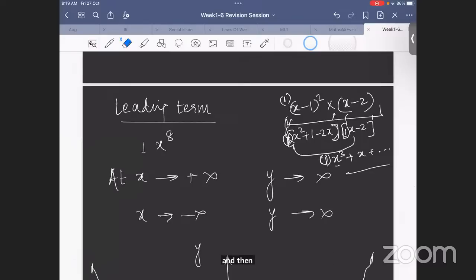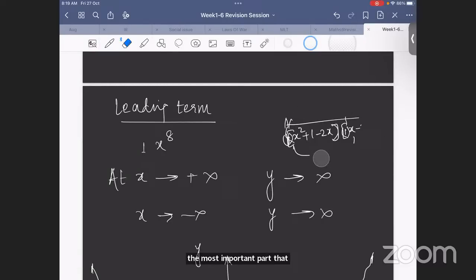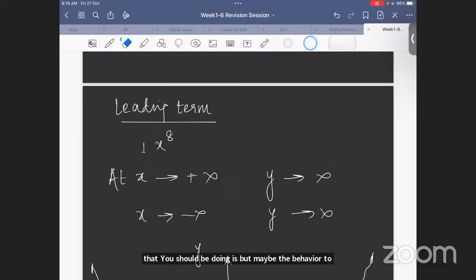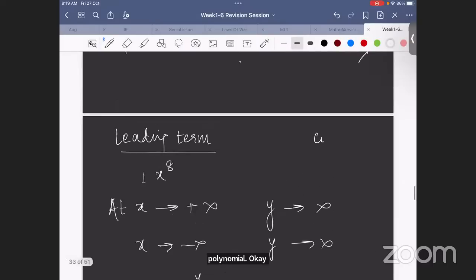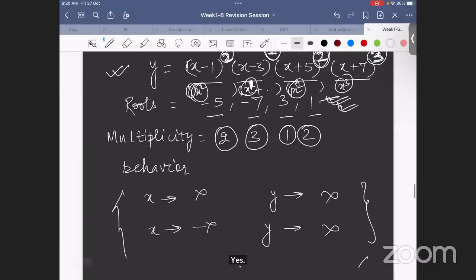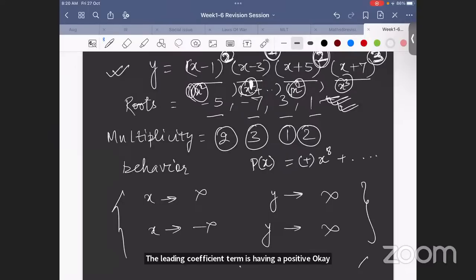The most important part that you should be knowing to get the behavior of the polynomial is whether the coefficient of the leading term is positive or negative. For this polynomial equation, the leading coefficient is positive because it was 1. Then x to the power 8, and then some random value.